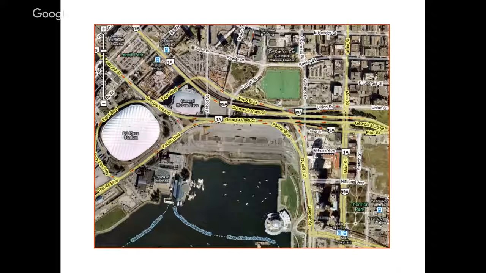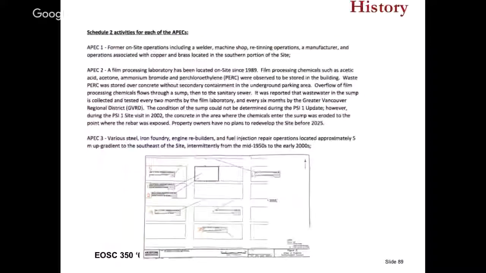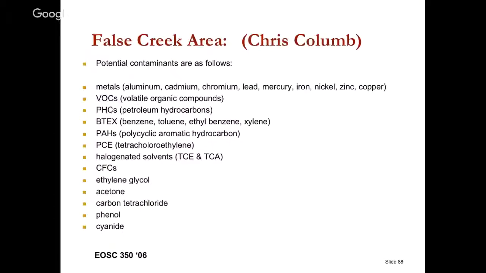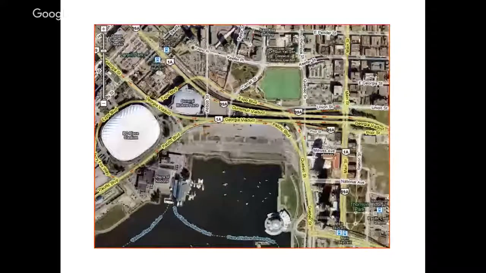We don't exactly know where our site is, but it's about 200 meters up gradient from the shoreline. The shoreline is located northwest of our site. So if it's in that direction, we assume that we're probably in that area down there.